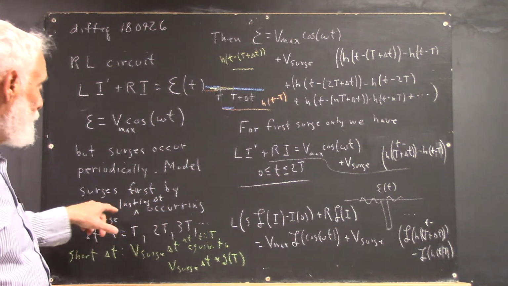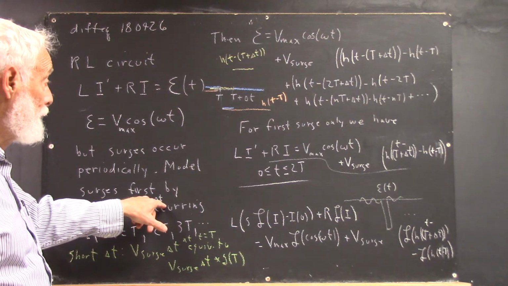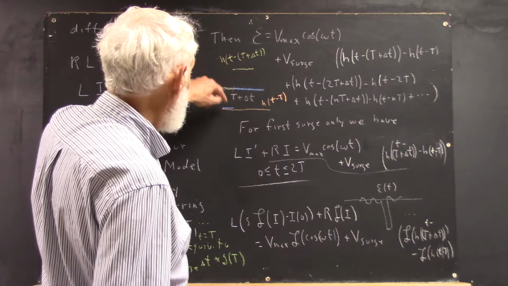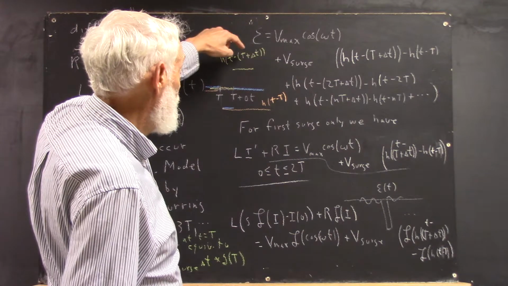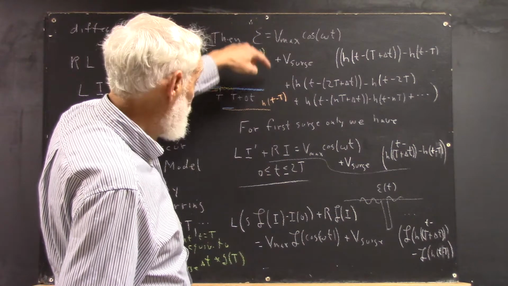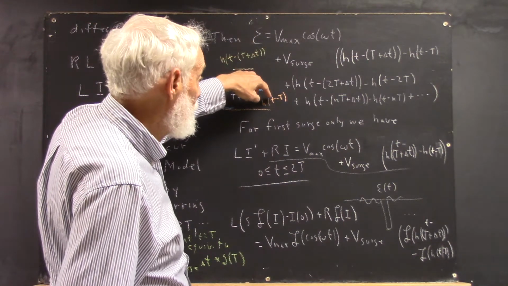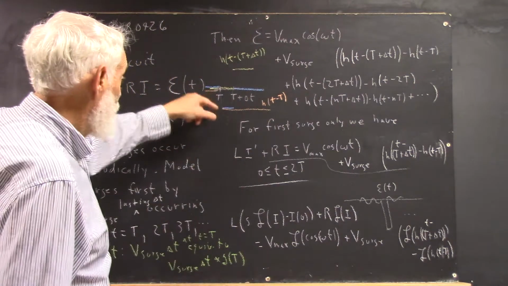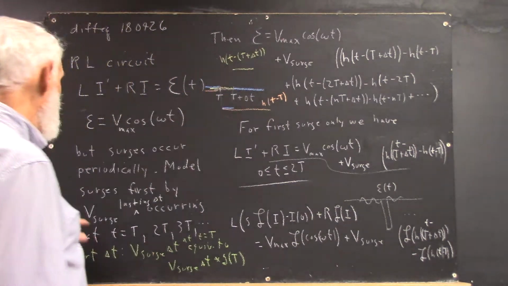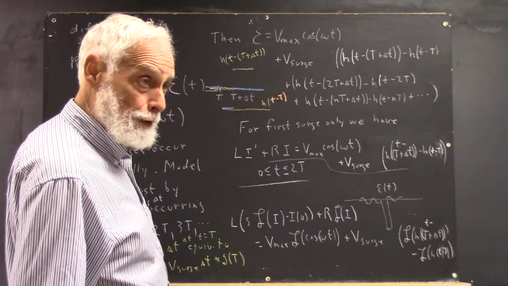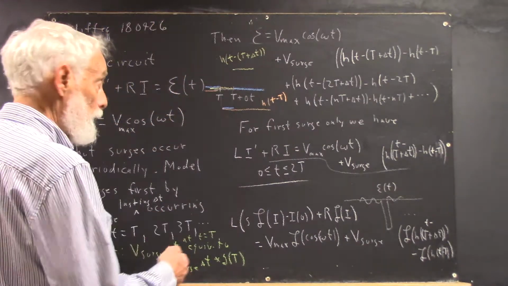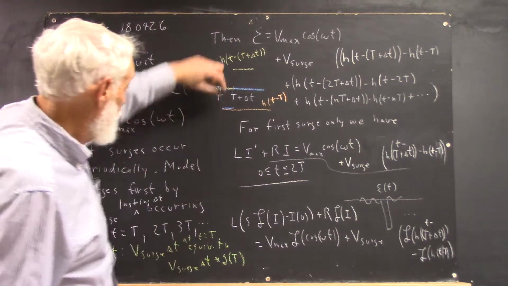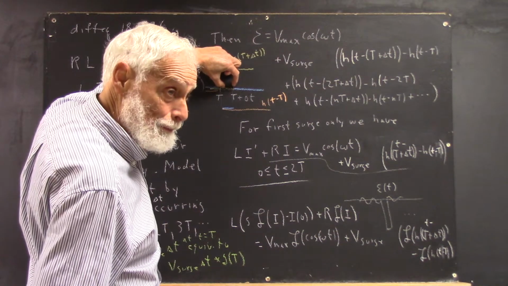And we accomplish the V surge lasting delta T by multiplying this blue function, the h of t minus capital T plus delta T minus h of t minus capital T, okay? This blue function, we multiply that by V surge and we get the voltage surge. We don't multiply it by V surge delta T. Delta T is built into this function, okay?